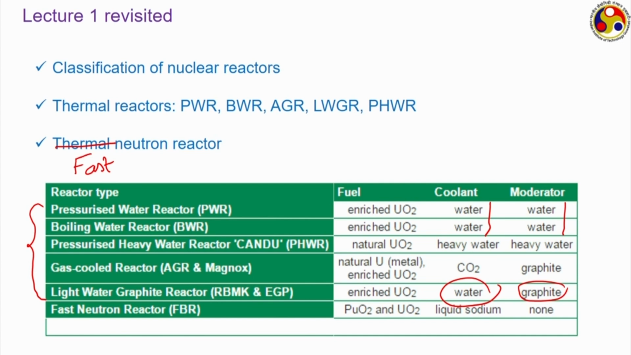In PHWR, heavy water plays the dual role of moderator and coolant, but whenever we are going for gas cooled reactors, apart from RBMK, it is generally preferred to have graphite as the moderator and carbon dioxide or helium as the coolant. Finally, in fast neutron reactors we do not have any moderator, but some liquid metal is used as the coolant, such as liquid sodium.